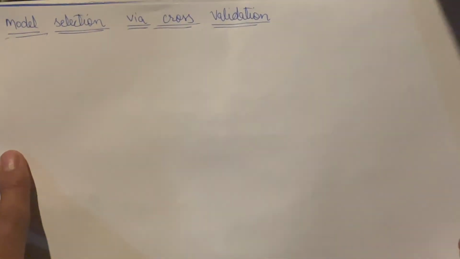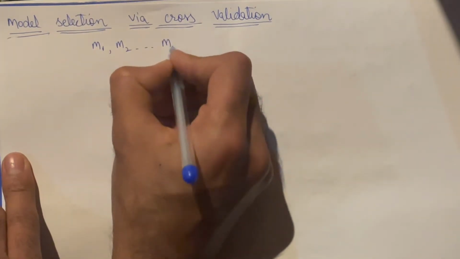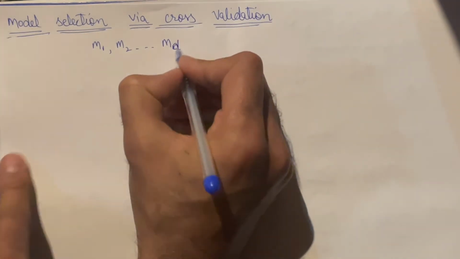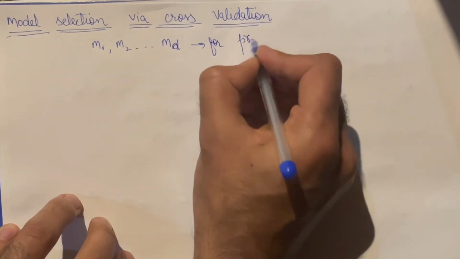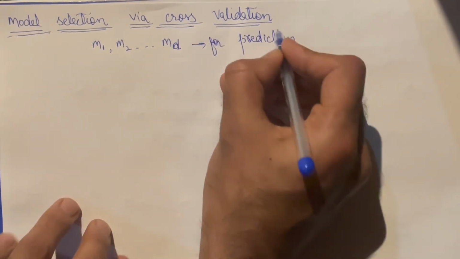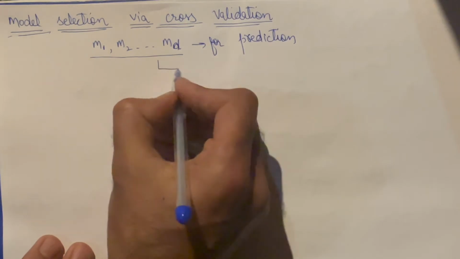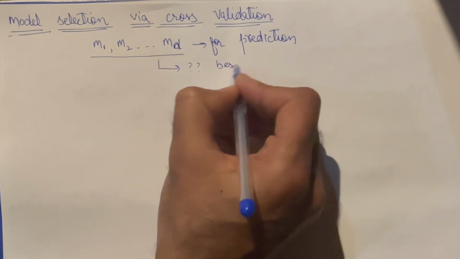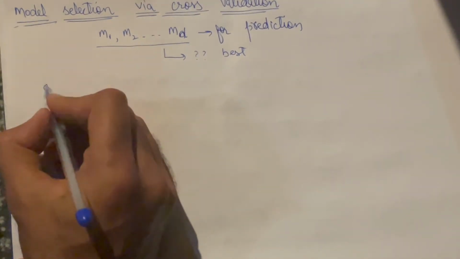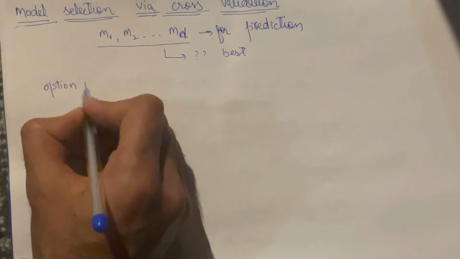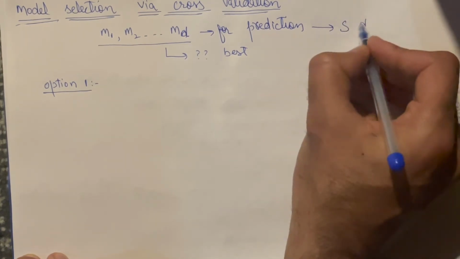So basically, let's suppose we have multiple models M1, M2, up to Mn, or Md. These are my models for prediction for some data set. Now, if I have to choose one among these models, which one should be the best, or what will be my choice? There are different options available. Option one: we will assume that S is our data set.